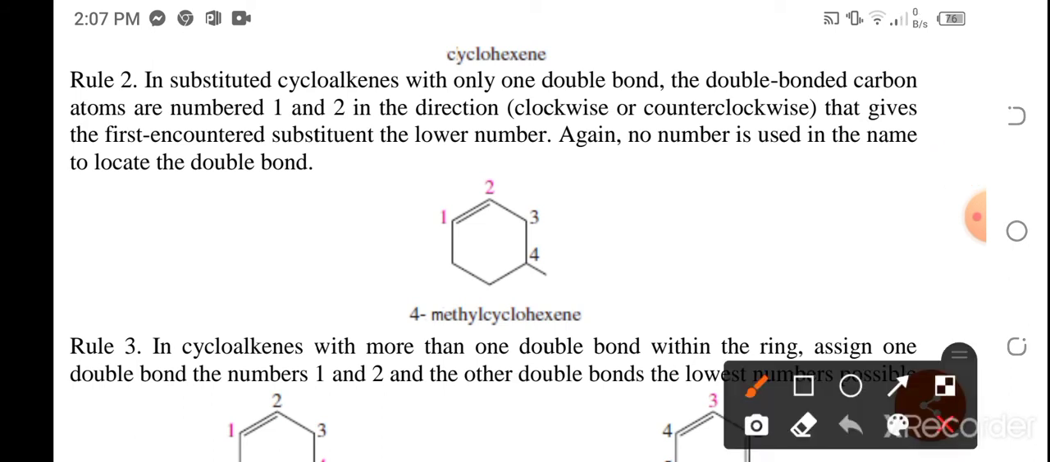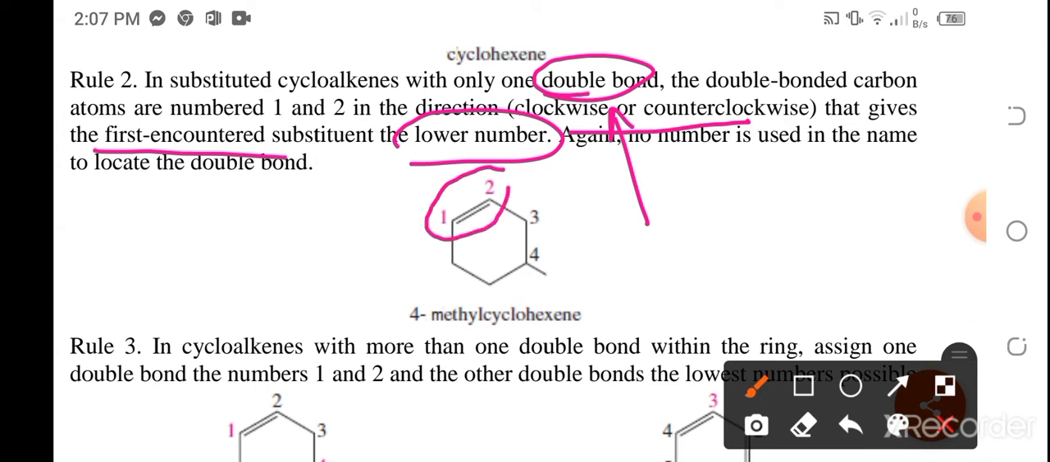Always, laging ang priority natin ay yung double bond. Kailangan nating numberan ang ring system so that the priority double bond will have the lowest number. So it should have the lowest number. We have to number it clockwise or counterclockwise so that the first encountered substituent will have the lower or the lowest number. So for this case, priority ang double bond, so nasa kanya si carbon 1 and 2.